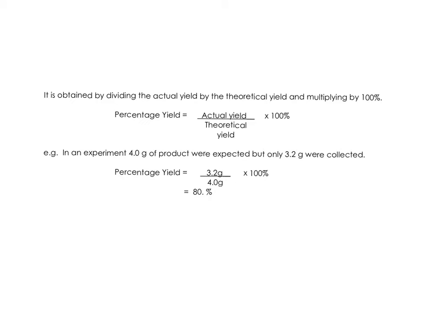So the percent yield: you take the actual yield, you divide it by the theoretical yield, and you multiply it by 100%. For example, we yielded 3.2 grams when we massed out our dry product in the lab, but we were expecting 4 grams. So 3.2 divided by 4 times 100% is 80%. So it's pretty good. We got 80% of the material we were expecting.